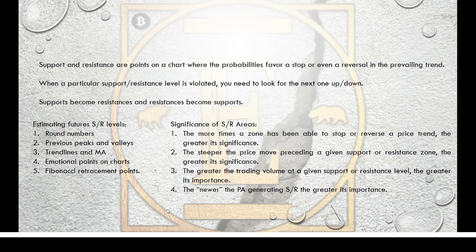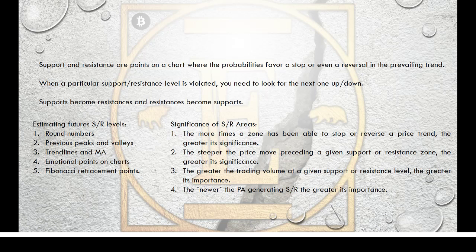Second one is previous peaks and previous valleys. Previous peaks and previous valleys are areas of support and resistance. Why? Because usually they were previously a peak, a resistance, and a support area. So as long as it's not broken, it's a good support or resistance area.